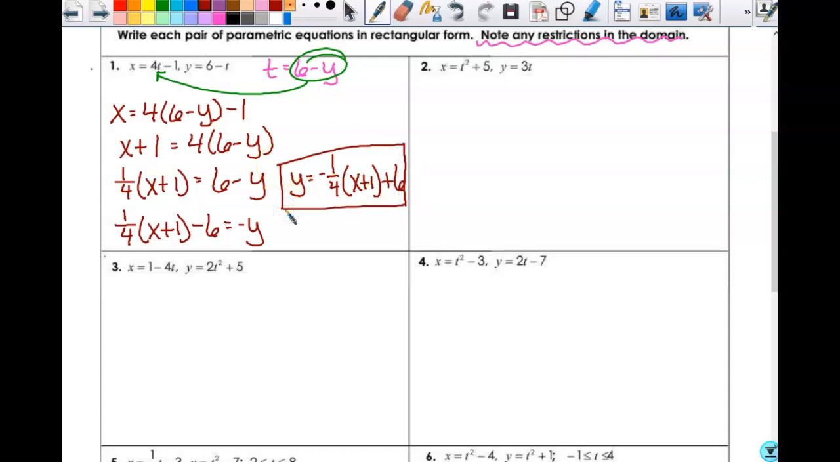Then I need to look at domain. So there wasn't any domain restrictions up here. Down here, this is just another linear, so it's fine. I don't have any domain restrictions.